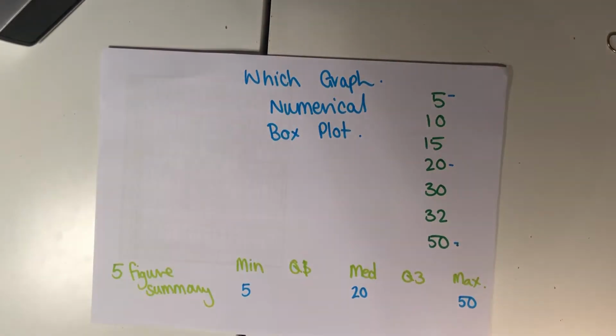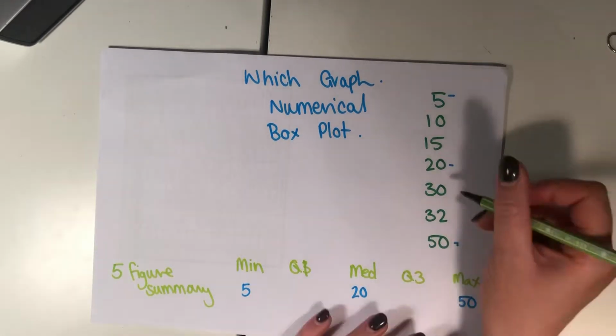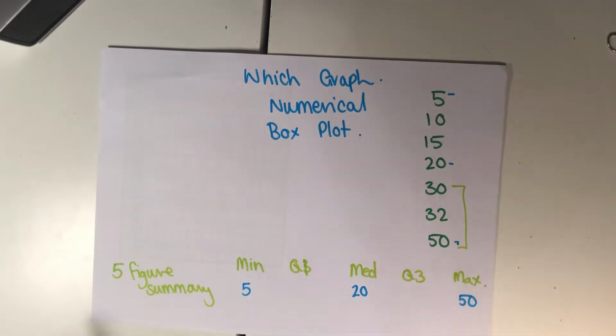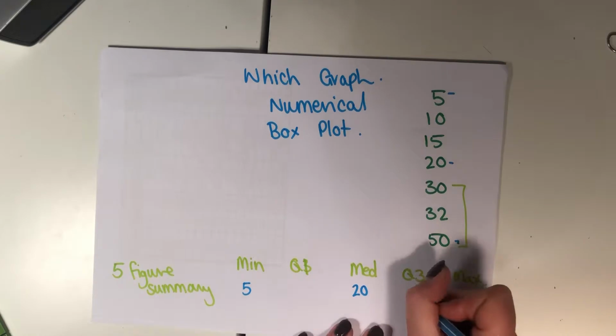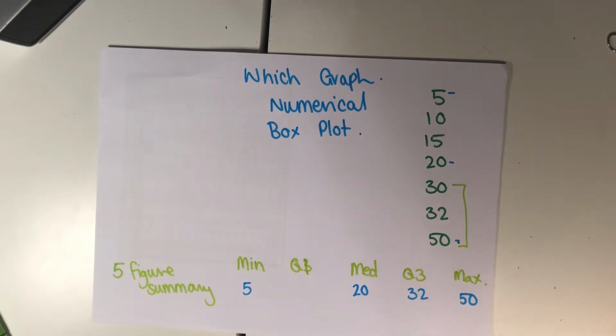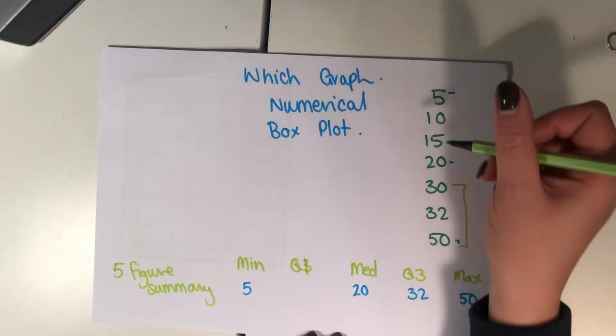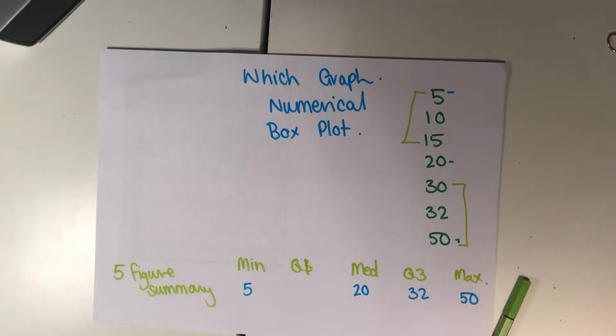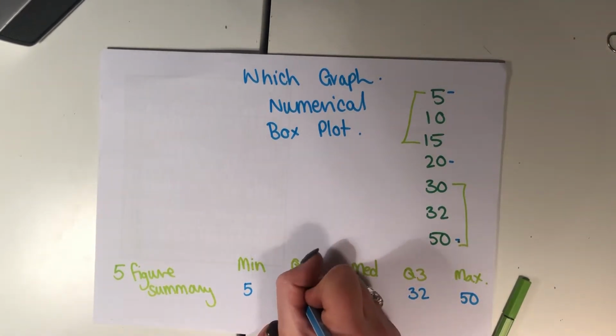I now need to find the middle of my bottom half. My bottom half is referring to 30, 32, and 50. My middle of that is a nice round number at 32. And of my top half here, excluding my median, I have 5, 10, and 15, and my Q1 sitting at a nice value of 10.